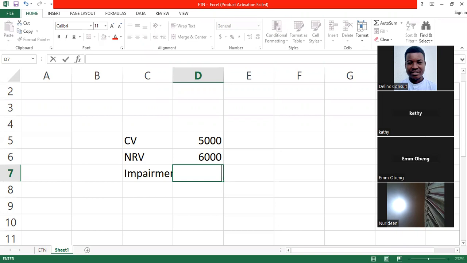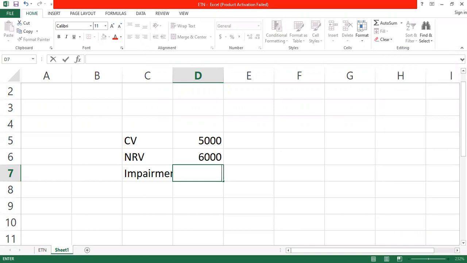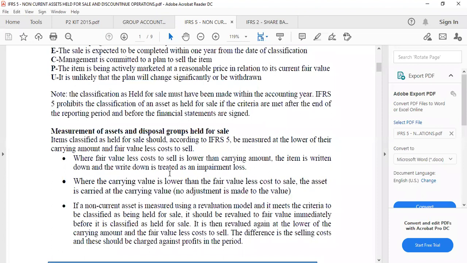All right. Let's move on. Let's pick some question. Where fair value less cost to sell is lower than the carrying value, the item is written down and the written down is treated as impairment loss. Where the carrying value is lower than the fair value less cost to sell, the asset is carried at the carrying value. No adjustment is made to the value.